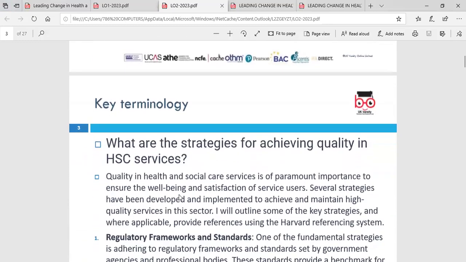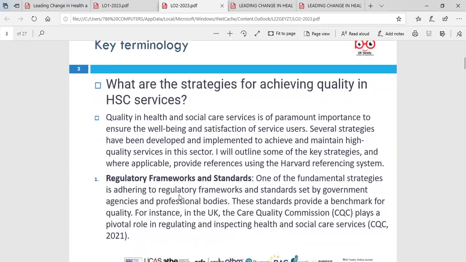So there are certain key terminologies. Quality in health and social care services. This is obviously of paramount importance. That is what our whole topic is about. Our whole unit is about bringing about quality in whatever we are doing. Whether big or small, we're not satisfied with quantity. We are satisfied with quality instead.